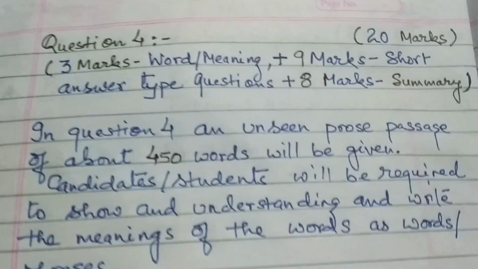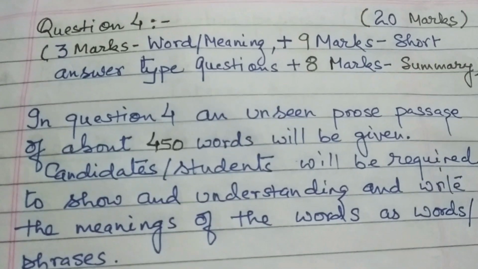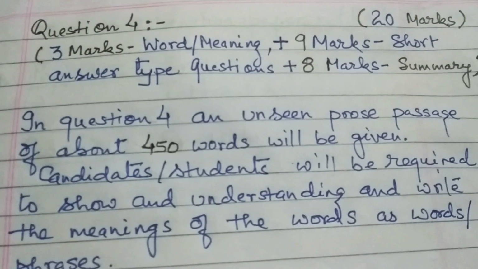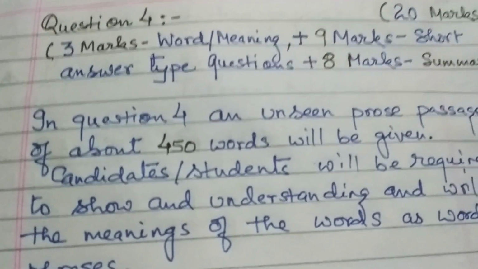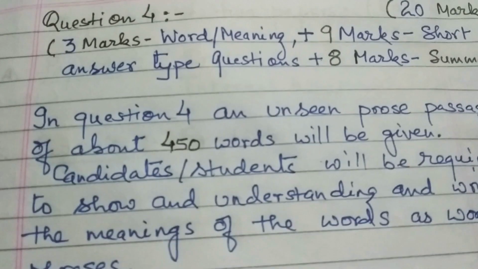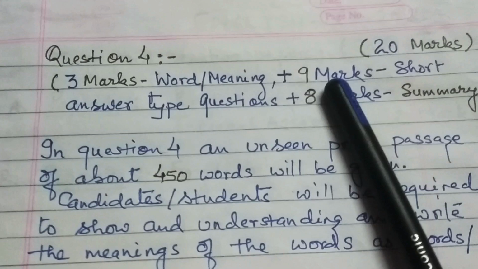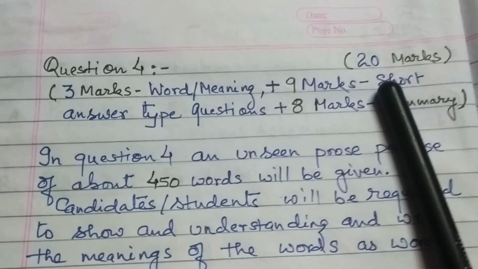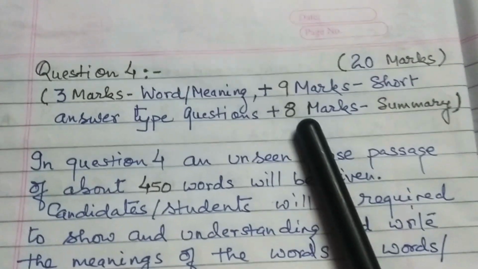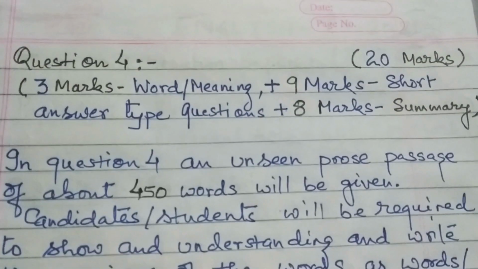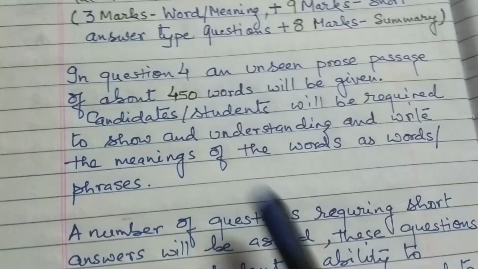Now moving ahead to question number 4. Question 4 carries 20 marks. I would like to tell you very briefly about the distribution of marks for question 4. The first part, which is the word meaning part, carries 3 marks. Then 9 marks for short answer type questions. Then the last part is of 8 marks, which is for the summary of the given unseen passage. Now we will discuss question 4 in detail.